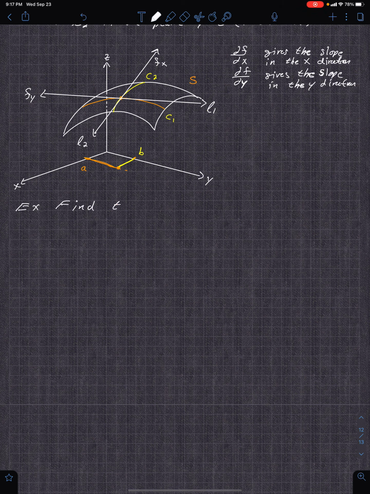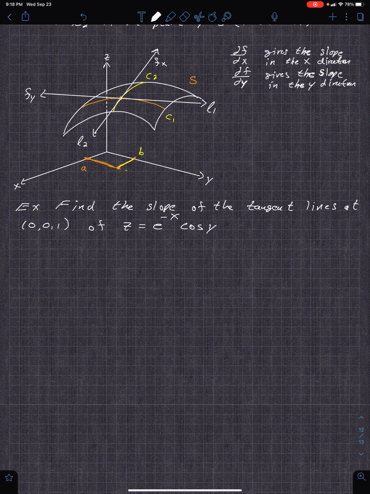Find the slope of the tangent lines at (0, 0, 1), excuse me, of z equal to e to the negative x cosine y. So basically take each partial and plug in your values.